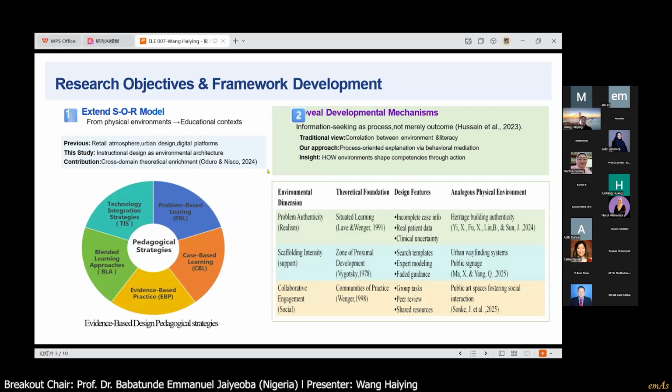Now let me move to our research objectives. We have 3 objectives. First, extend the SOR model to education. This model has been used for stores, cities, and websites. We show that teacher design is also environment design. Second, review the process. We focus on information seeking behavior as a process, not just as an outcome. This helps us understand how learning happens.